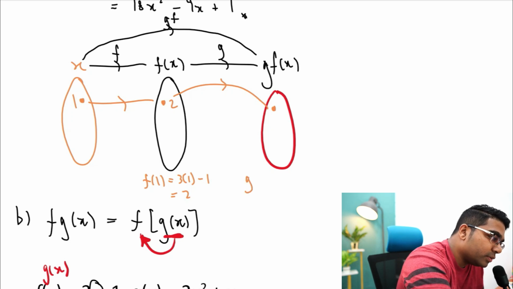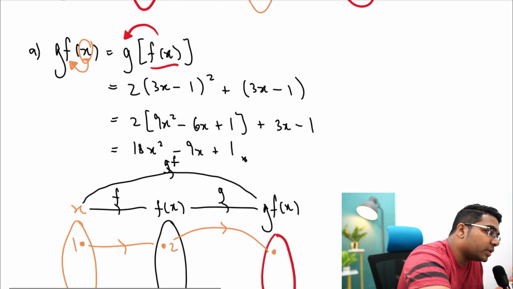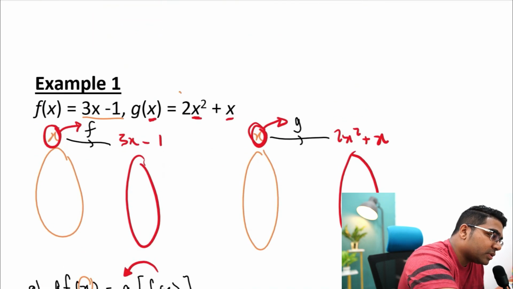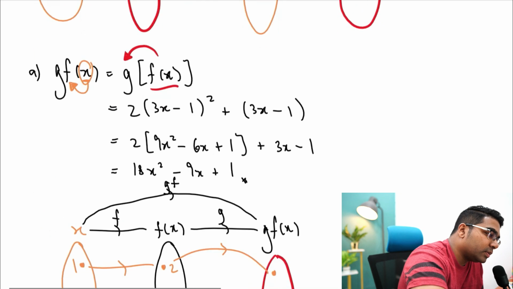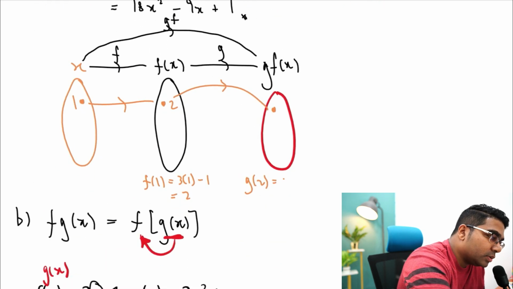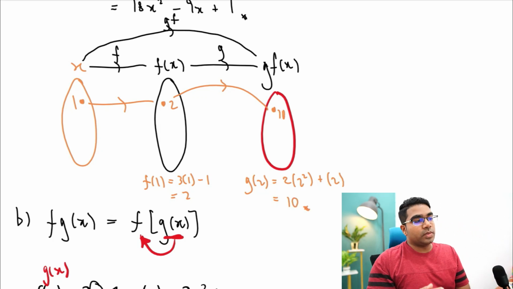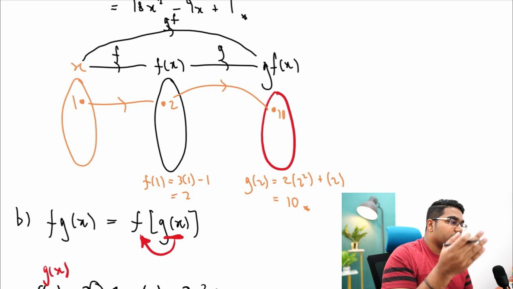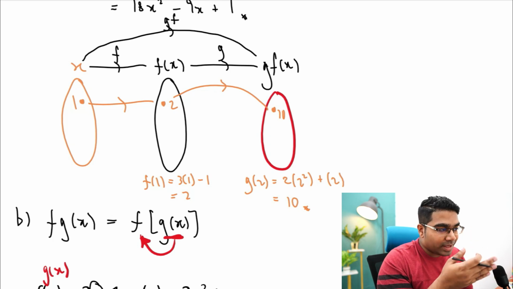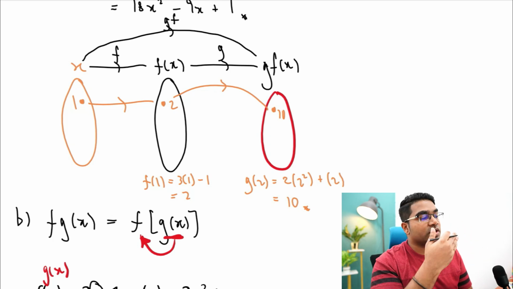So g of 2. First we look at g of x. G of x is 2x squared plus x, which means this will be 2 times 2 squared plus 2. So this will be 10. So this is the long way. We do one by one. First we put it into function f, and then we put that image as the object into function g.